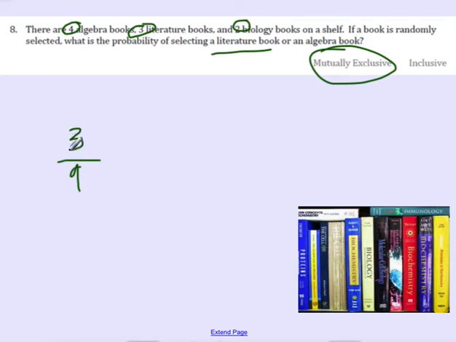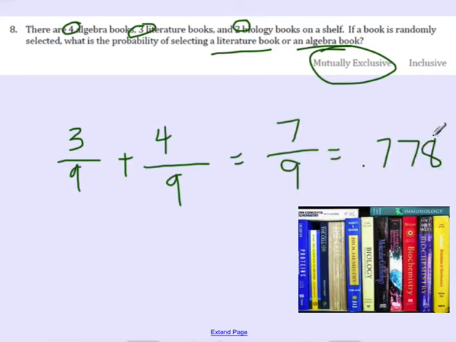Well, 3 out of the 9 are literature books. Next, we want to calculate the probability that it's an algebra book. Well, there's 9, and 4 of them are algebra books. So now, when I go to add this, I'm going to add 3 plus 4, which is 7, and then divide it by 9. 7 divided by 9 is 0.778.